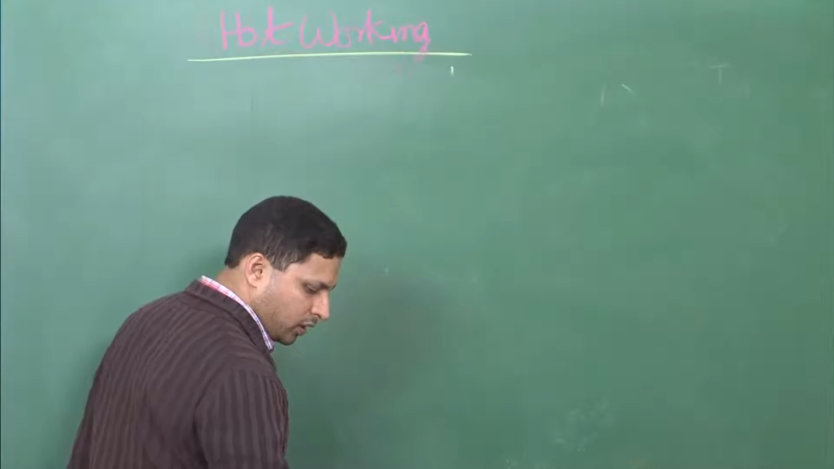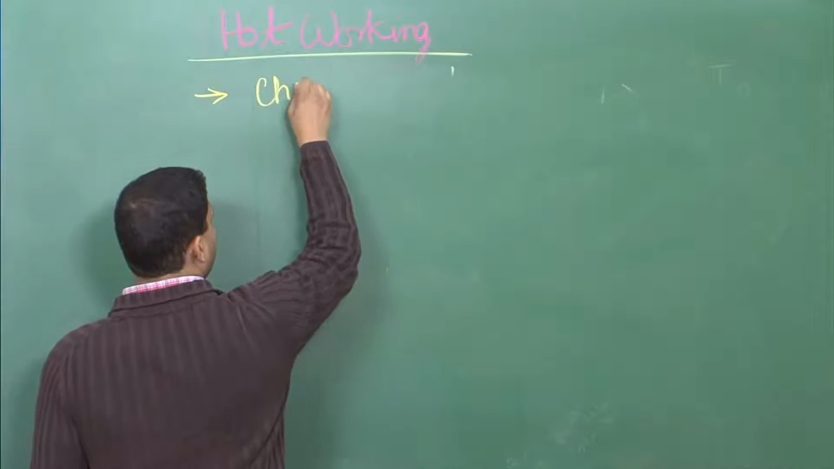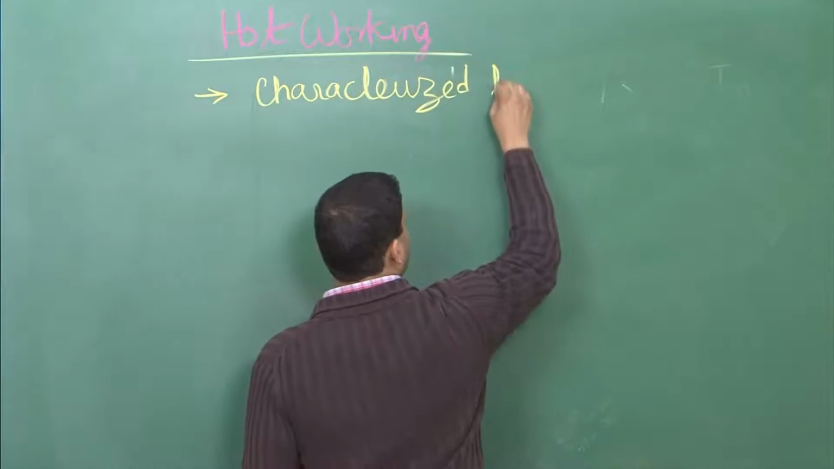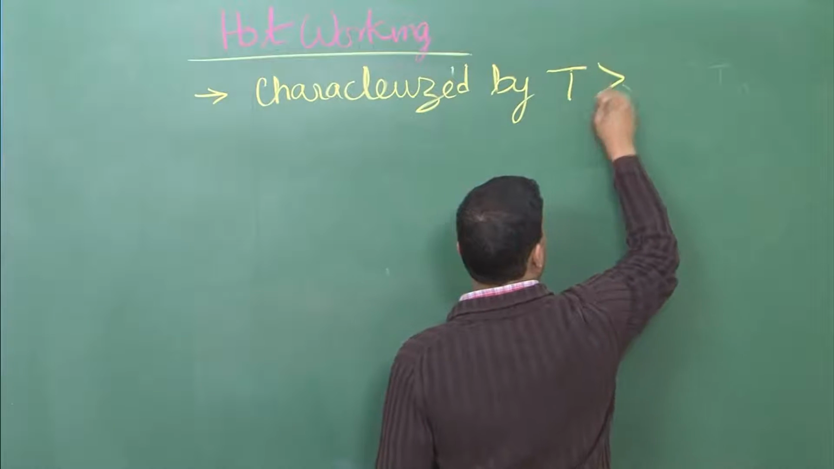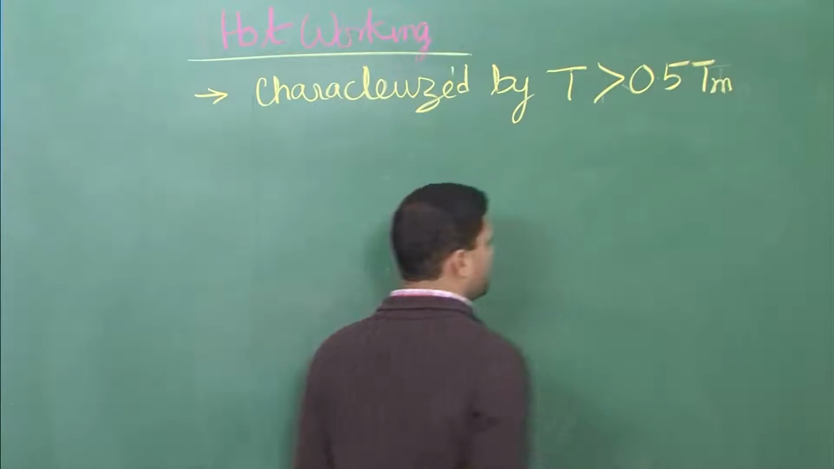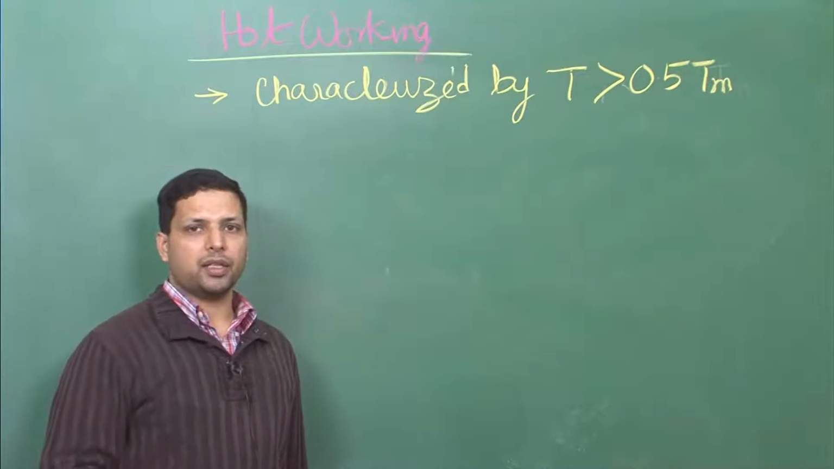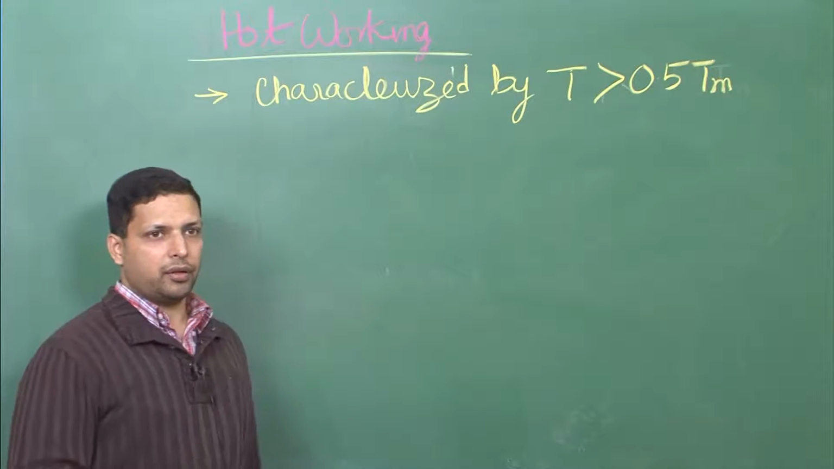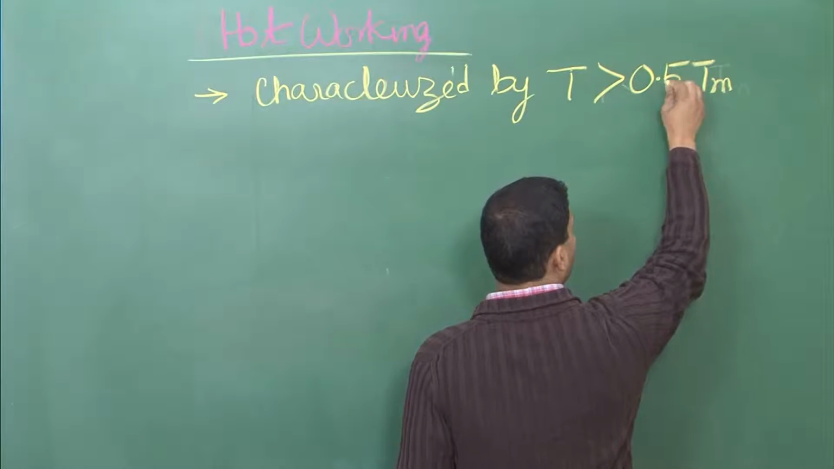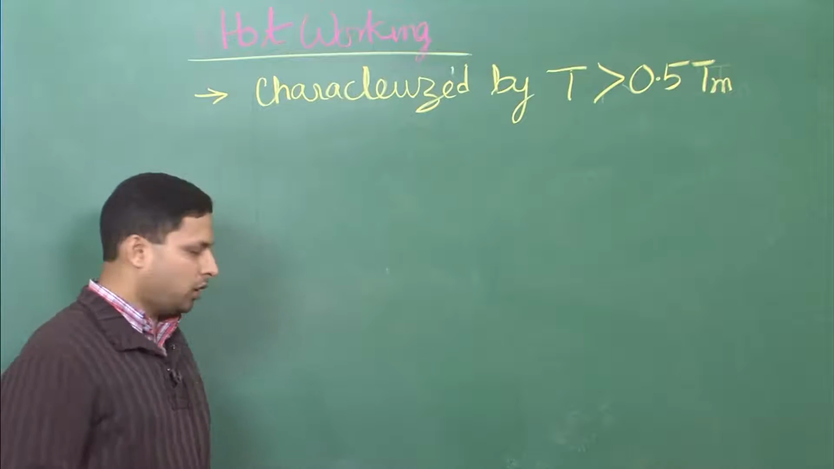So, first thing is to understand that it is characterized by temperature greater than 0.5 Tm, and remember again, I have to emphasize again and again, that when we are putting the temperature like this, the temperature is in Kelvin. So, the temperature must be used in Kelvin, and when you are above 0.5 of that temperature in Kelvin, we are talking about hot working.